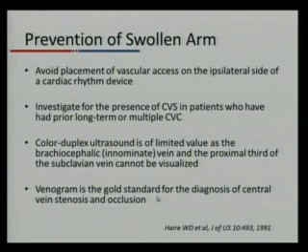So, how can you prevent this arm swelling? Of course, the first thing is we have to educate nephrologists, and educate surgeons so that they put an access early when patients are in the clinic, so that they don't get tunnel catheters. Then avoid placement of vascular access on the ipsilateral side of a cardiac rhythm device. So surgeons have to be told, don't put a vascular access on the side of a pacemaker.